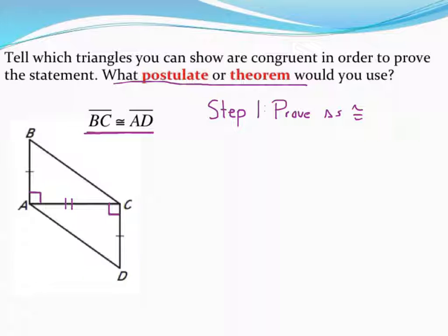And so if I take a look at my diagram, then I do have two sides that are congruent and one angle that's congruent. However, it's not HL because I don't have the hypotenuse. In fact, that's what I'm trying to prove. And so step 1 is done. I can prove the two triangles are congruent to each other.